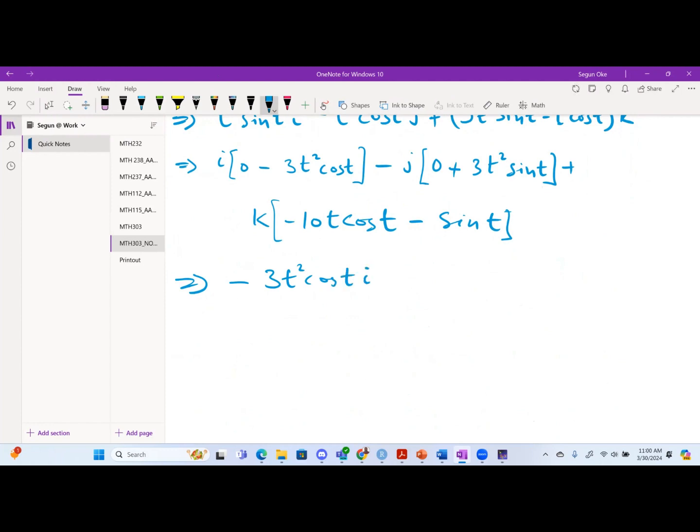This is 0 minus 3t squared sine t j. Then we can factorize minus out or leave it the way it is, plus just leave it the way it is. But sir, go ahead.